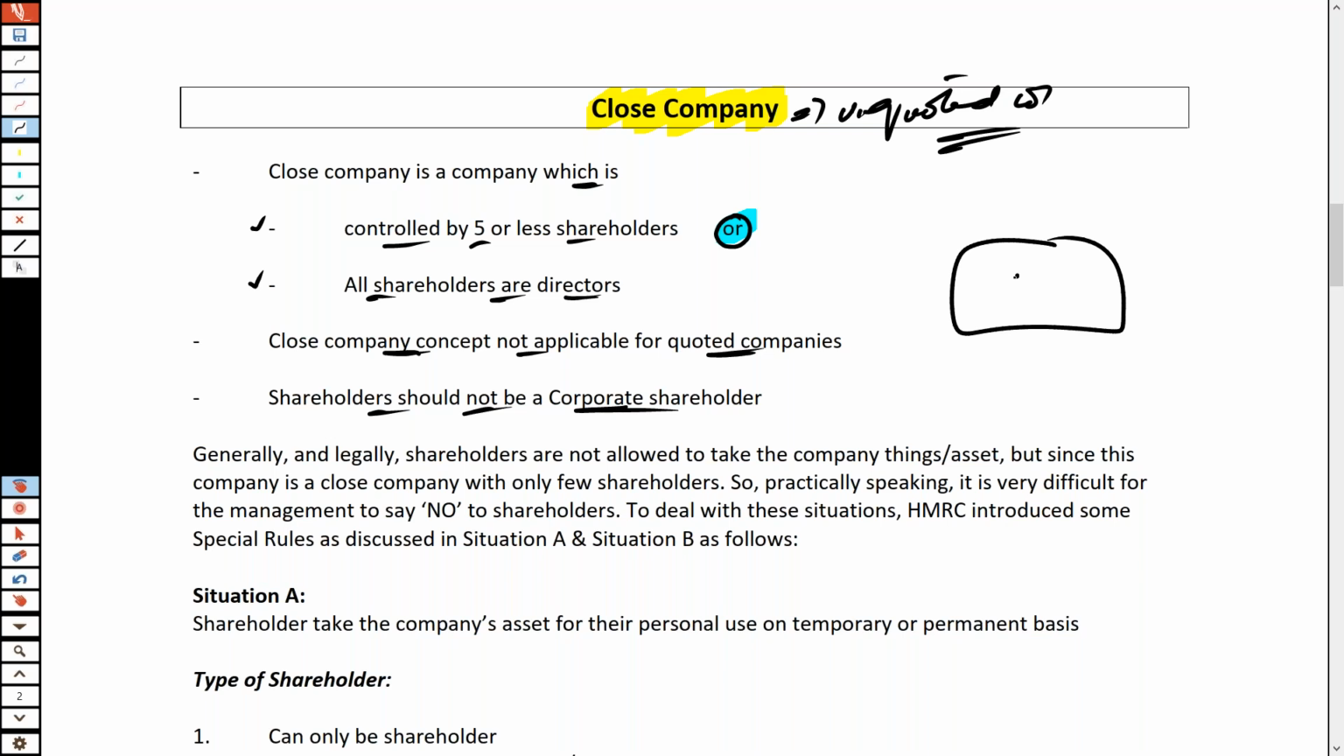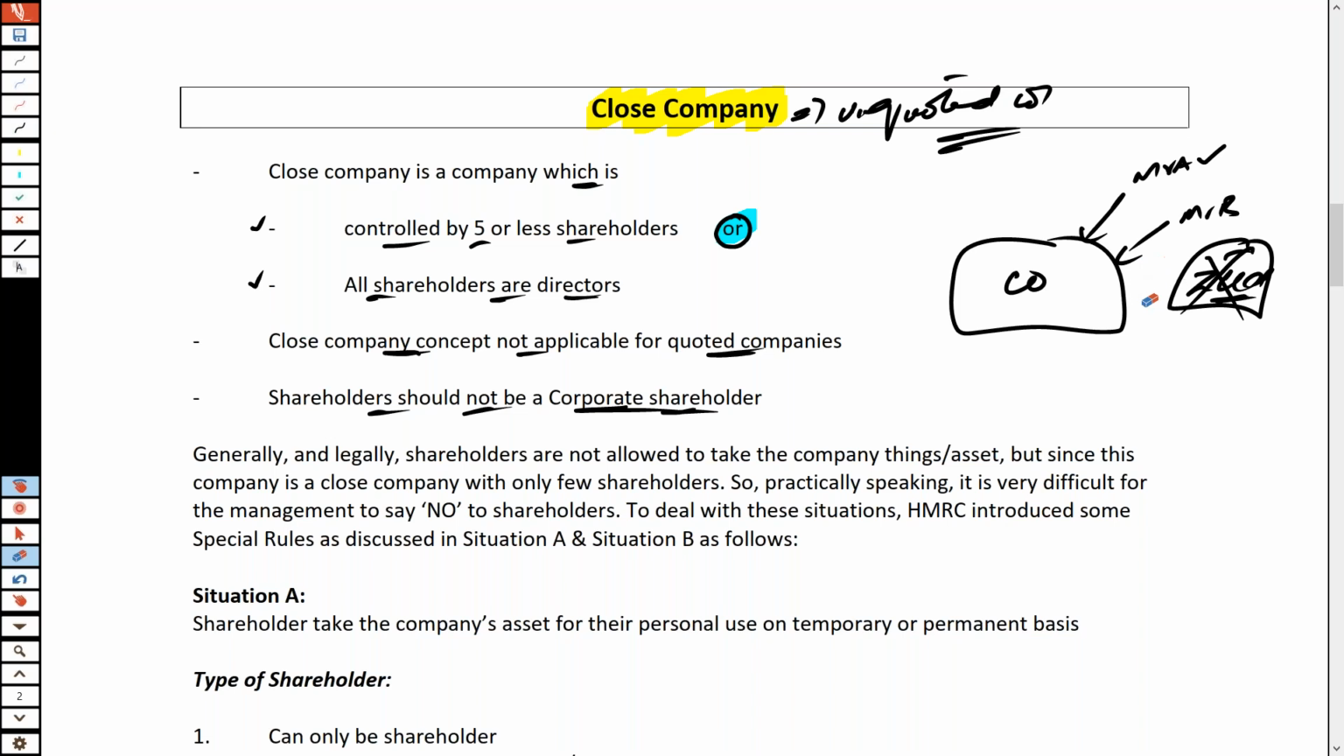What does it mean? Let's say here is a company. This company's shareholder is Mr. A, fine. This shareholder is Mr. B, fine. This shareholder is Z Limited. This can never ever happen. For a closed company, all of the shareholders should be individual persons, not corporate shareholders. This means any company which is owned by any other company would not be considered a closed company. As you can see, Z Limited is a company.